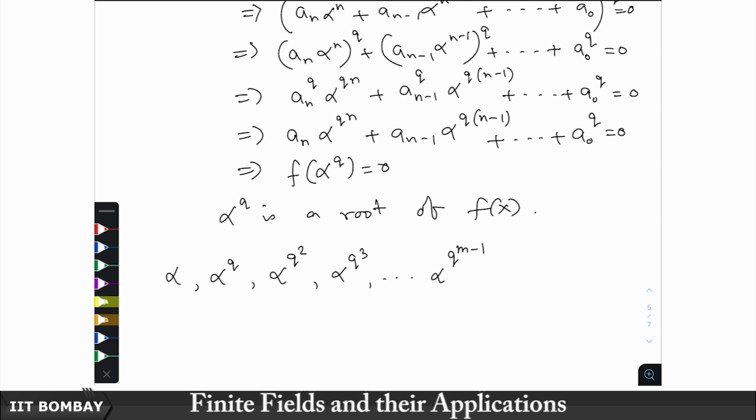Can it happen even before, or is it true that all these are distinct? If these are all distinct, where m is the degree of f, then we will get all the roots of f this way, because f can have at most m roots and there are m roots here. So, if these are all distinct, then these are the roots.